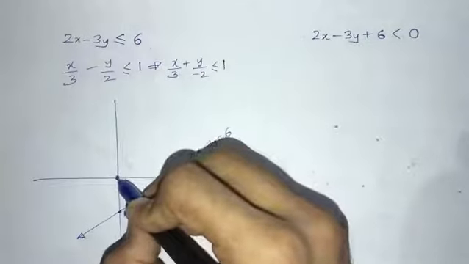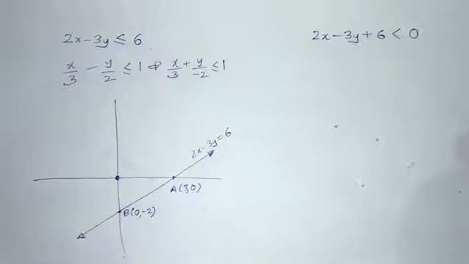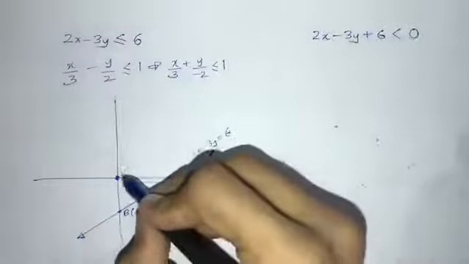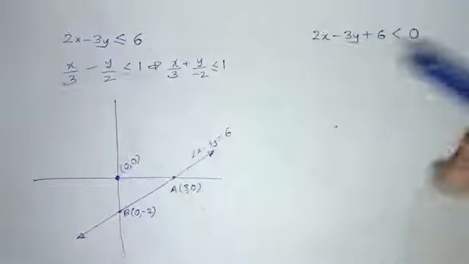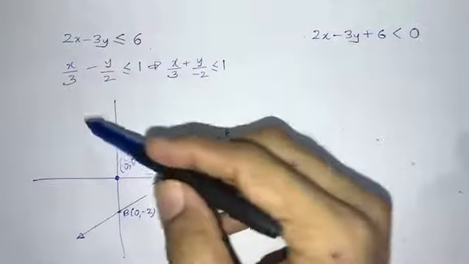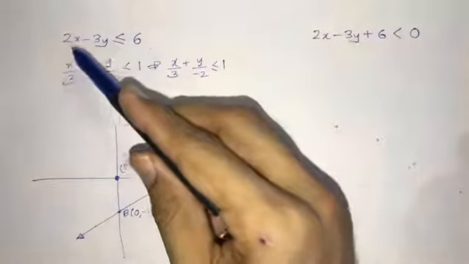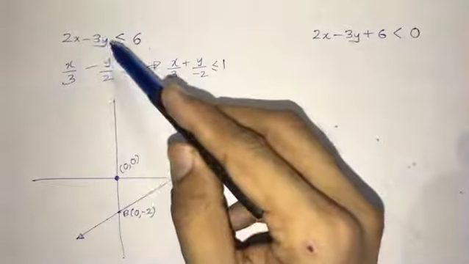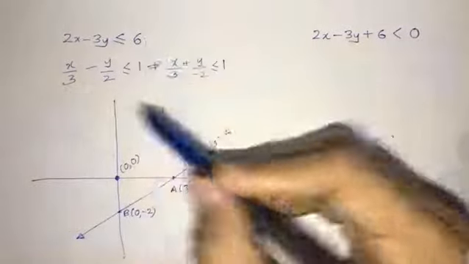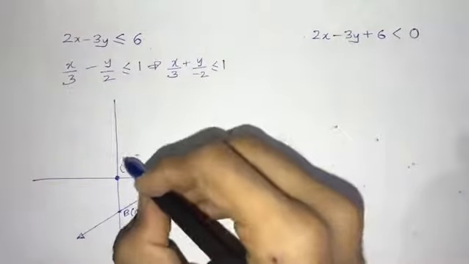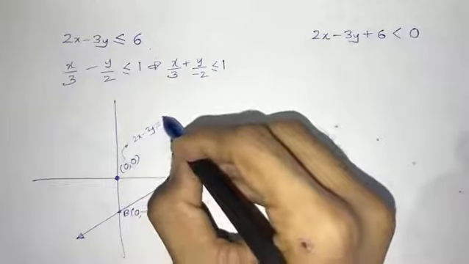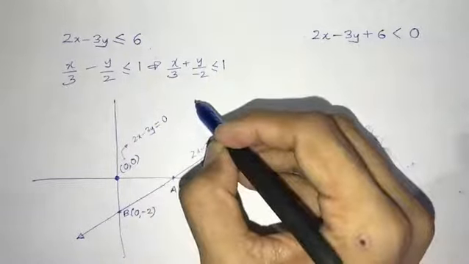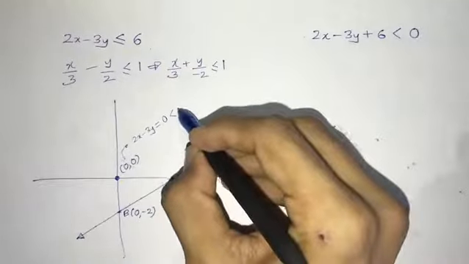So we take a test point. As I said in the previous video, there is no need of taking random points. You take one test point. The test point is origin 0 comma 0, and put 0 comma 0 in the inequality. When you put 0 comma 0 in the inequality, you get 0 less than 6, right? That is true. So when you're checking 2x minus 3y for 0 comma 0, you get 2x minus 3y as 0, and then 0 is less than 6, right?